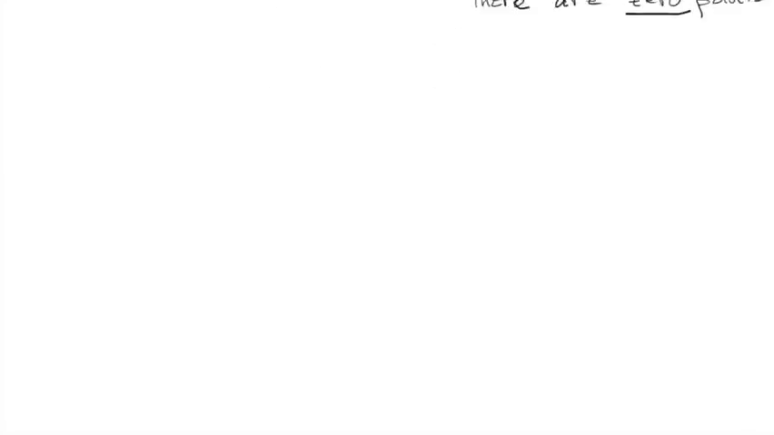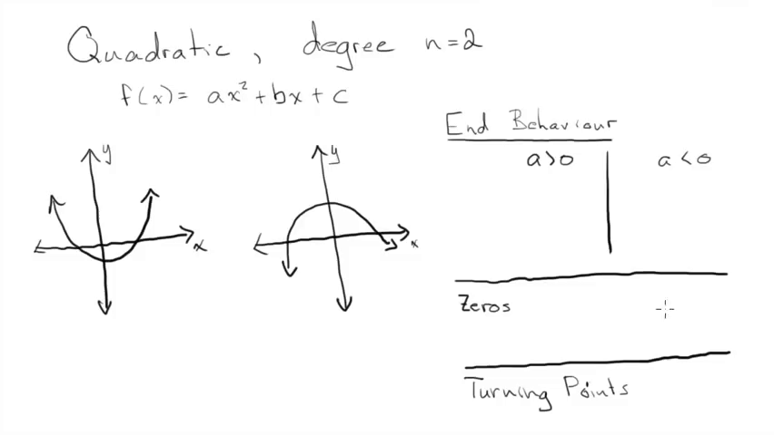Okay. Next one we're going to look at is quadratics. Quadratic functions are of degree 2, so 1 higher degree than linear. General form, f of x equals ax squared plus bx plus c. Here's a couple quadratic graphs or parabolas that you would be familiar with. We can have ones that open up or ones that open down.